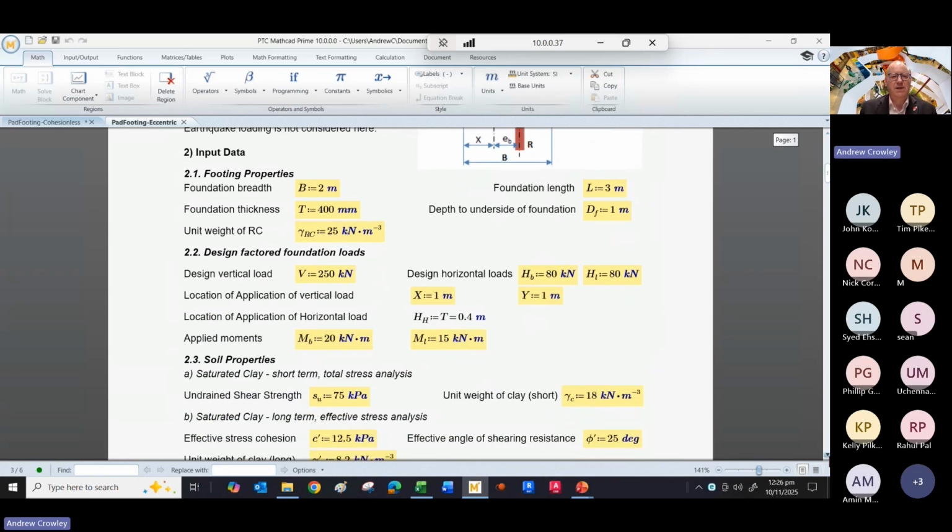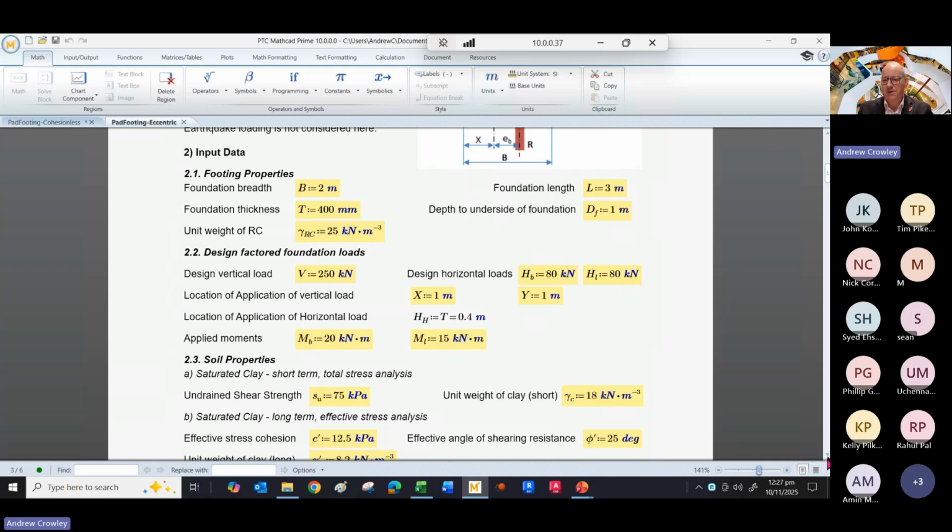So once again, we put in our input data, the breadth, width, length, thickness of the foundations. In this case, it's 2 meters wide and 3 meters long. The difference here is we're applying our load eccentrically, so it's not in the middle of the foundation. And we've got designed vertical loads and horizontal loads, significant loads in both directions. And we're also applying moments.